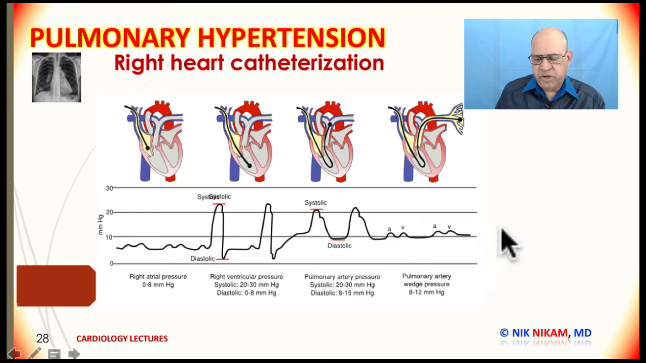In patients with primary pulmonary arterial hypertension, the pulmonary wedge pressure is supposed to be less than 15 millimeters of mercury, whereas patients with secondary pulmonary hypertension due to left heart failure may have significantly elevated pulmonary capillary wedge pressure of 20 to 24 millimeters of mercury. That's how we differentiate between pulmonary arterial hypertension and pulmonary hypertension secondary to heart failure.